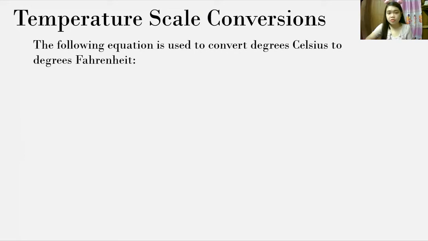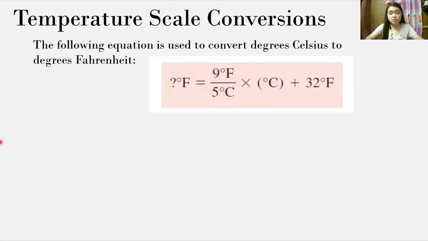Now we talk about the temperature scale conversion. The following equation is used to convert degrees Celsius to degrees Fahrenheit. So you just need to familiarize yourself with this conversion. If you are given a temperature reading in degrees Celsius, what you need to do is multiply it by 9/5 plus 32. So you could get now the temperature in terms of degrees Fahrenheit.